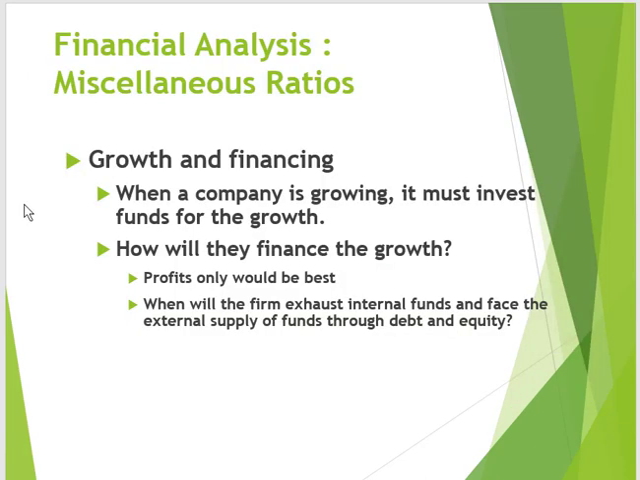So now let's move on to what I refer to as just some miscellaneous ratios. We want to talk about growth and financing. If a company is growing, it has to invest funds for the growth. How are they going to finance that growth? Profit only would be best, but what about when they exhaust this internal funding, retained earnings? Where should they go? When will they have to go from debt to equity into that external financing mode, if you will?